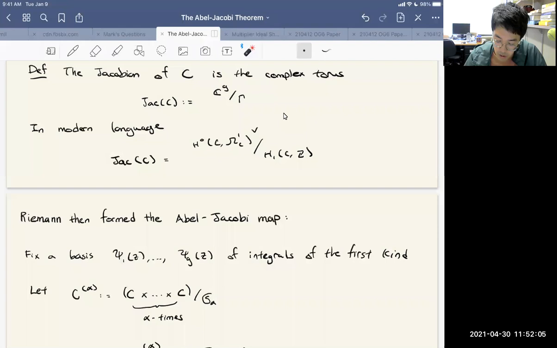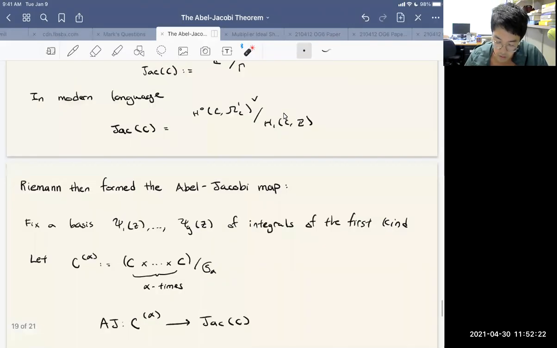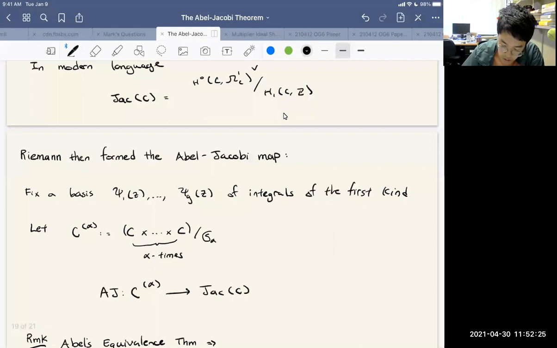The symmetric product is where you take the curve and multiply it by itself alpha times, and then divide out by the symmetric group action, which permutes all of the factors. So this is the symmetric product. And Riemann forms the Abel-Jacobi map, which sends x1 up through x alpha to the point sum over i equals 1 to alpha of psi 1 of x_i, up through sum over i equals 1 to alpha of psi g of x_i.